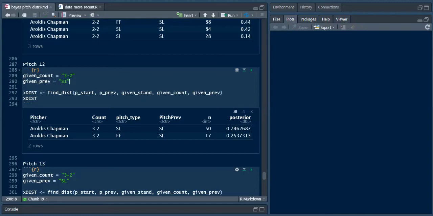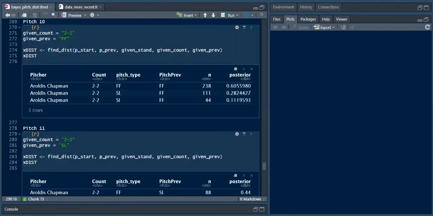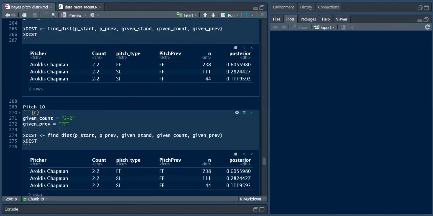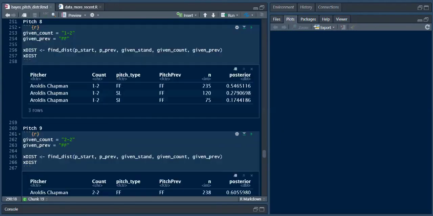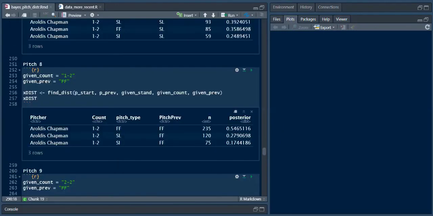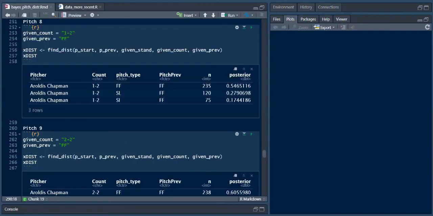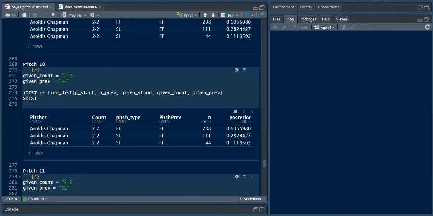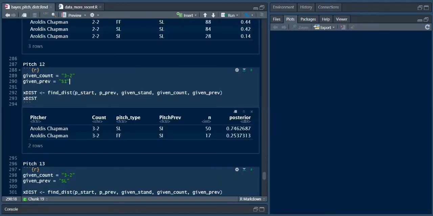And the predictions here, so this is a situation that happens less often. This N is like number of times this has happened. We have 50 instances and 17 instances. If we scroll up a little bit, we see that these other counts have a lot higher sample size. They're in the hundreds, a lot higher N values. So we might want to take this distribution here on pitch 12 with a little bit of a grain of salt. Aroldis Chapman obviously throws more pitches early in the count than late in the count.